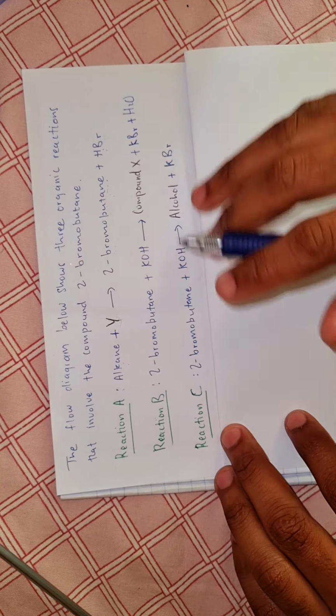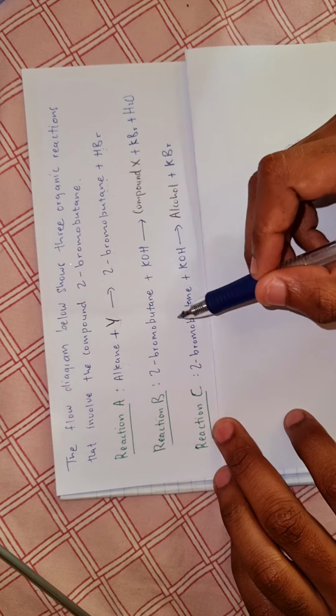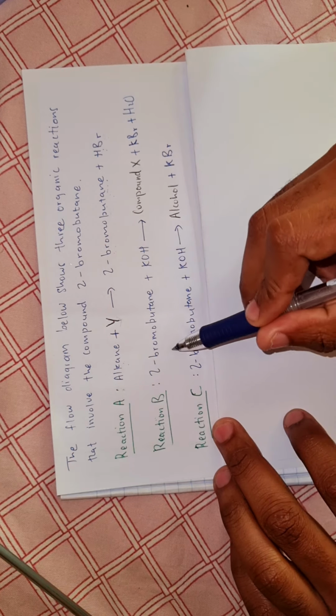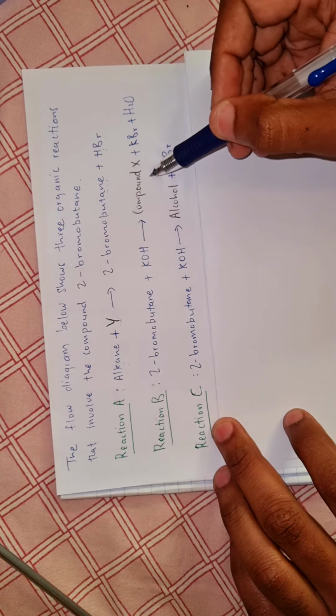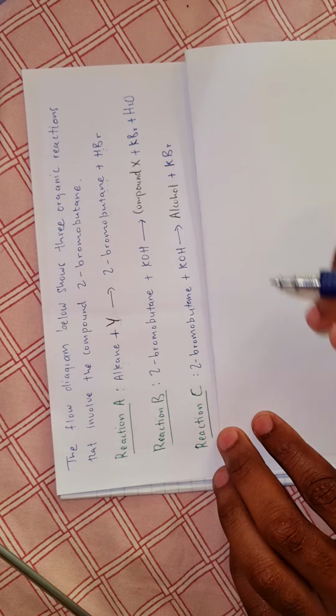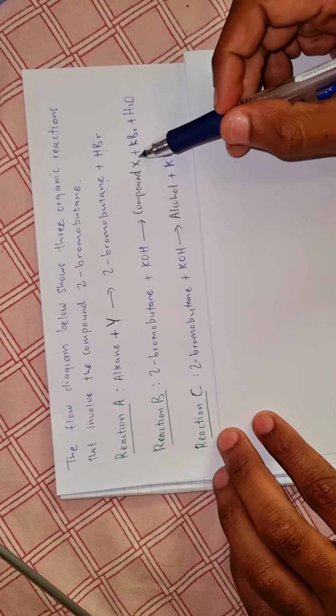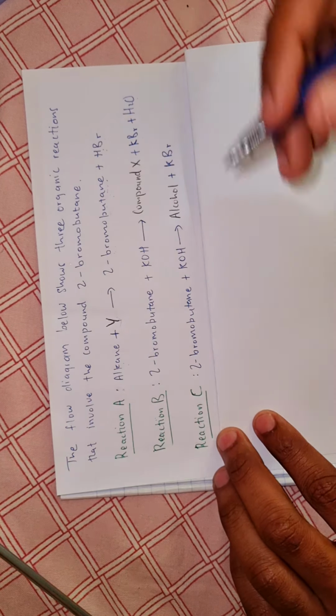Again, now let's go to reaction B. In reaction B, like I said, the reactants are provided to us. We have 2-bromobutane and KOH, and then we have compound X, KBr, and H2O as our products. Meaning from our products, there is something missing. It's compound X, meaning compound X is not provided at all.